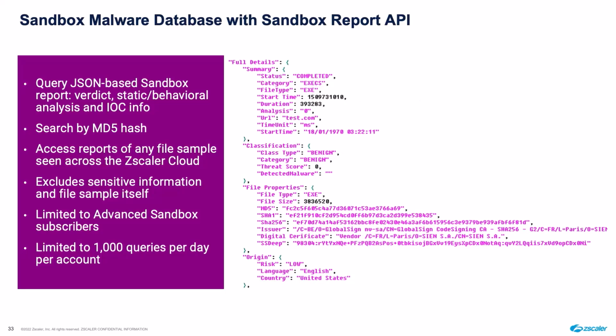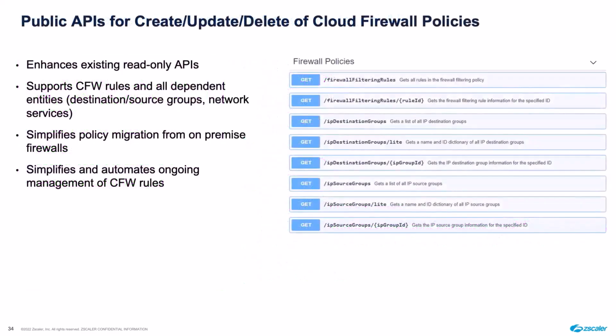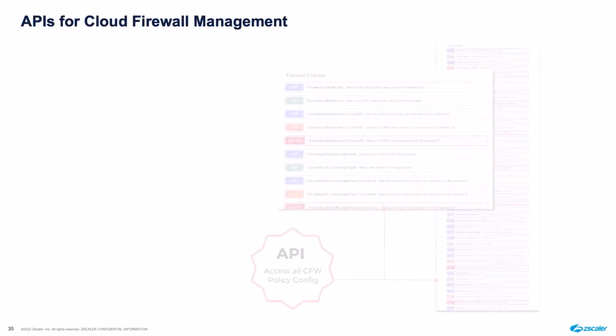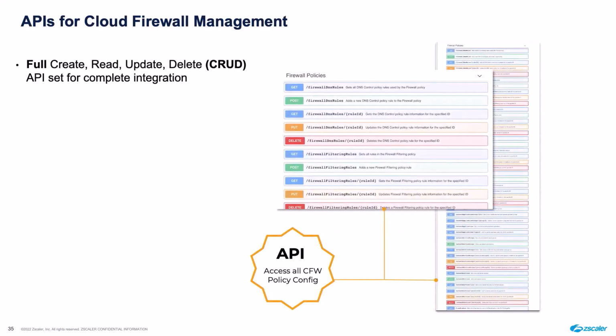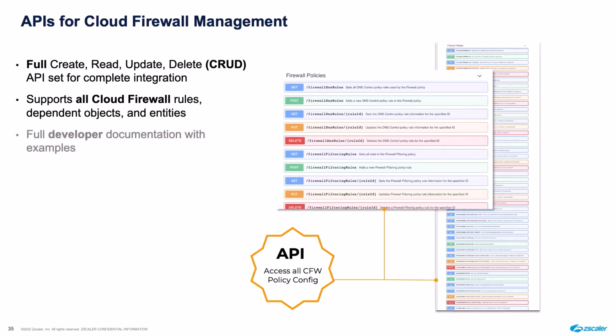Zscaler provides APIs for firewall policies: create, update, and delete of all of the firewall rules. Simplifies migration if you are doing a move-in from an on-premises firewall to using the Zscaler Zero Trust Exchange as your outbound firewall. So Zscaler provides a full API for the cloud firewall. So this provides full create, read, update, and delete function for firewall objects. Those firewall objects can be any of the firewall rules or any of those dependent objects or entities. And it's fully documented in the API framework with developer examples.